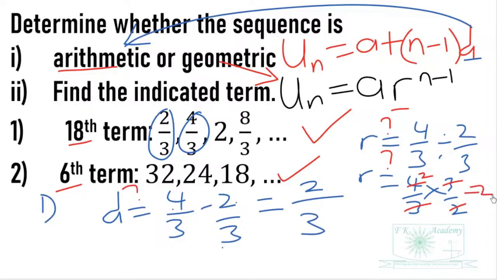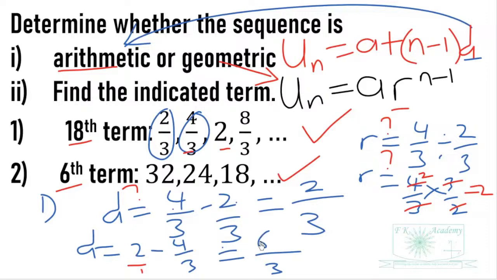So let's go to the next step again. We'll subtract this and this. So that will give us d equal to 2 minus 4 over 3. So the LCM is 3. So whatever is here is like over 1. The LCM is 3. So 1 goes into 3, that will give us 3 times 2 is 6. So we have 6 minus 4, which is 2 over 3.